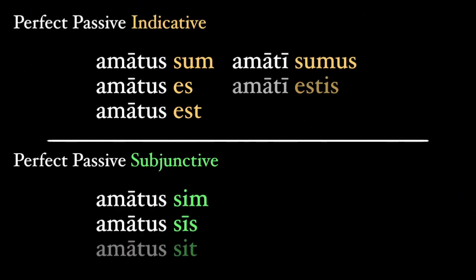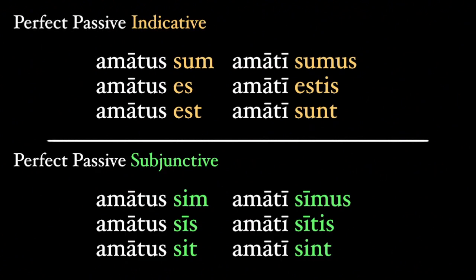So back to the regular passives. If we compare the indicative perfect passive with the subjunctive, you'll notice that it's really not that different, and what is different makes sense. We use the subjunctive forms of sum to make the perfect subjunctive.